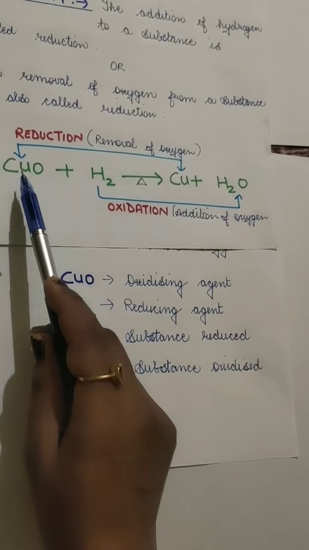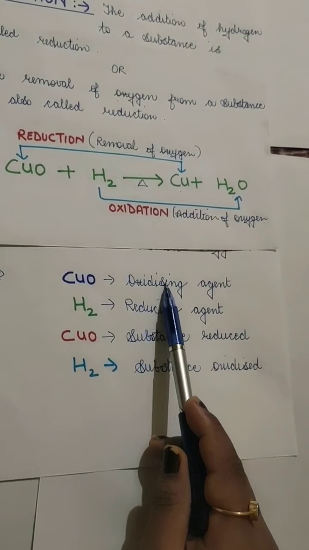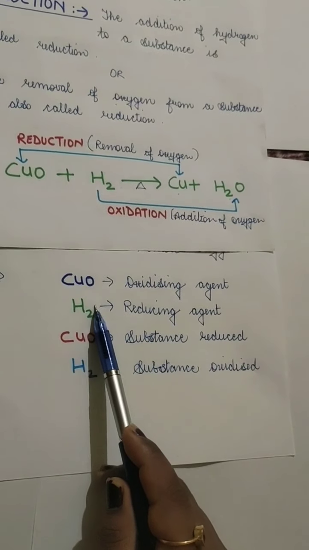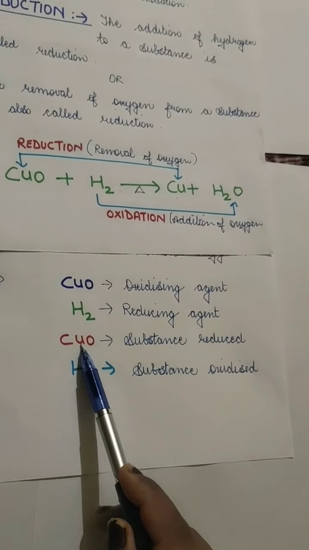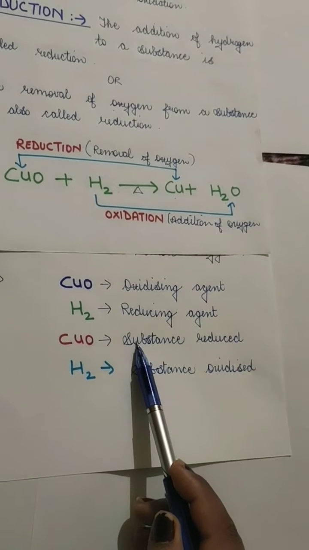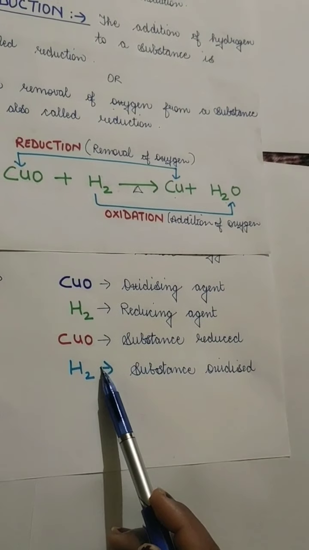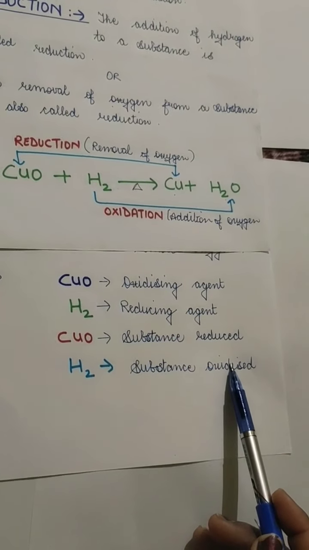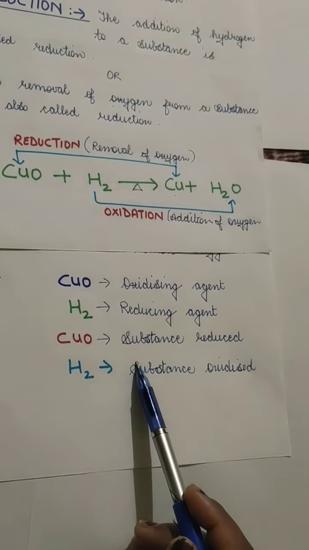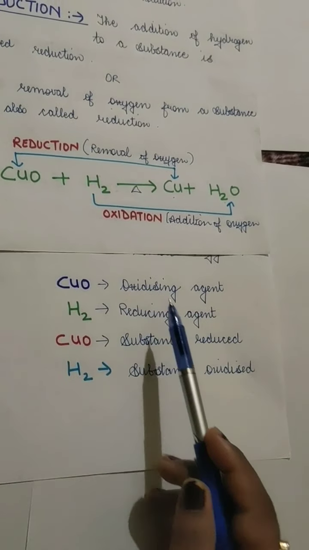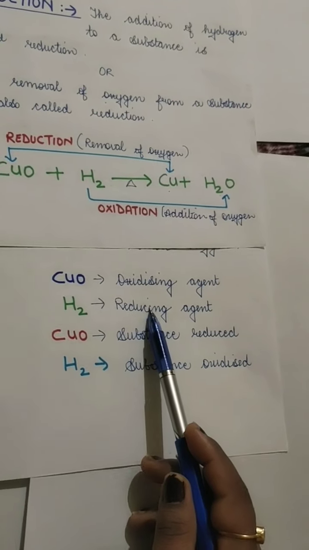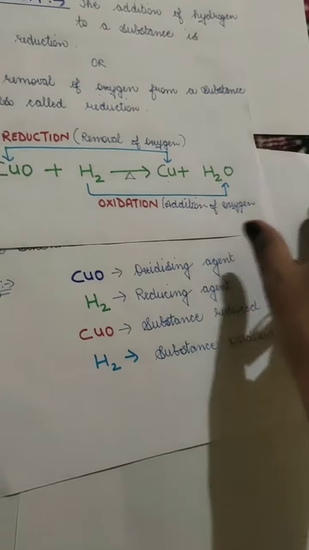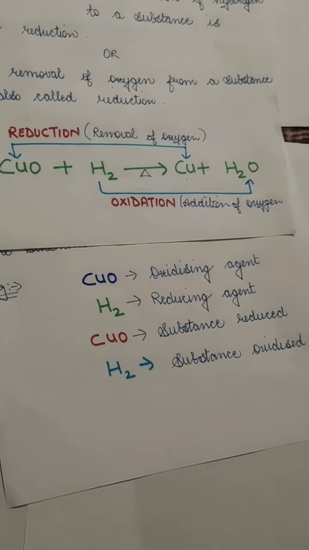The compounds which are getting reduced are called oxidizing agents, and the compounds which are getting oxidized are called reducing agents. Here CuO is the substance which is getting reduced, because it is undergoing a reduction reaction, and H2 is getting oxidized because it is undergoing an oxidation reaction. So the substances which get reduced are called oxidizing agents, and the substances which get oxidized are called reducing agents.